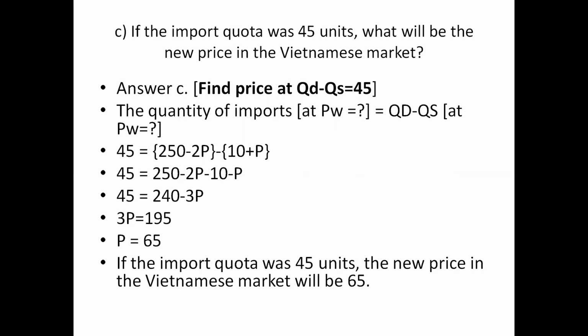So we simply have to find out the price when the new import is QD minus QS equals 45. So we put QD minus QS equals 45, and from this we can find out the price. And this will be our new price. So if the import quota was at 45 units, the new price in the Vietnamese market will be 65.